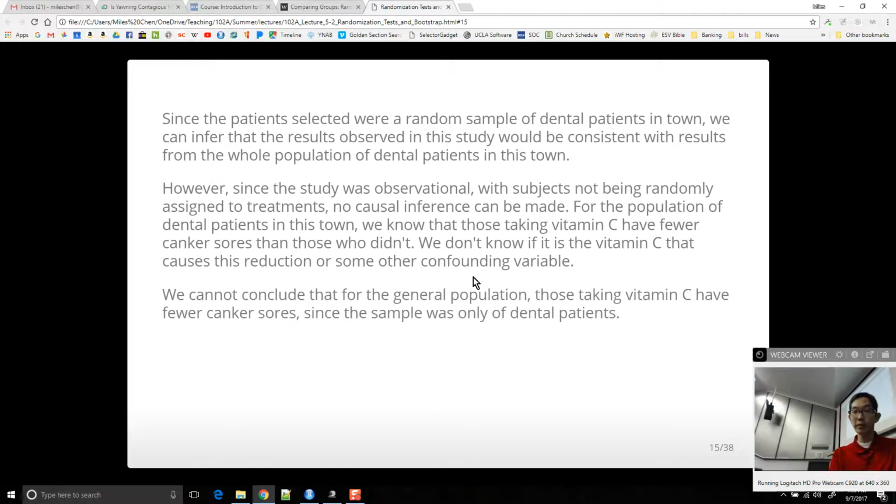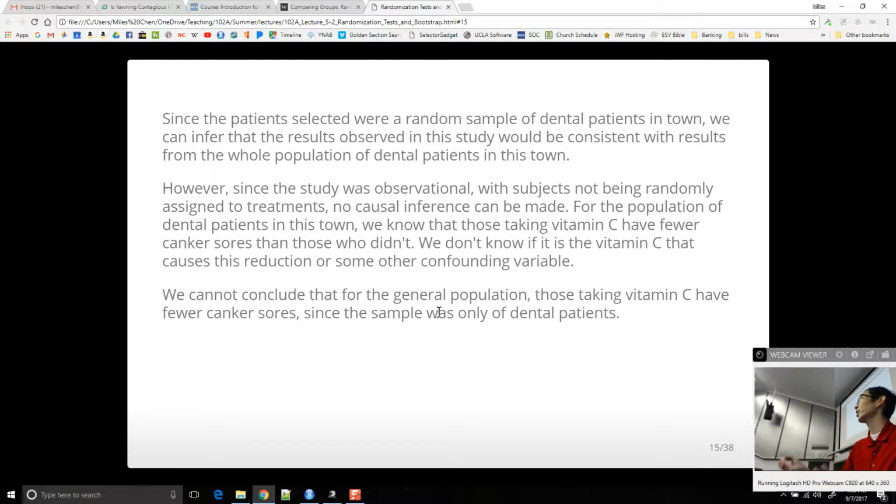So that's what we have. For the population of dental patients in town, we can be confident we know that those who take vitamin C have fewer canker sores than those who don't. However, we don't know if it is the vitamin C that causes this reduction or some other confounding variable. And we cannot make conclusions for the general population because the sample was only of those who are dental patients.